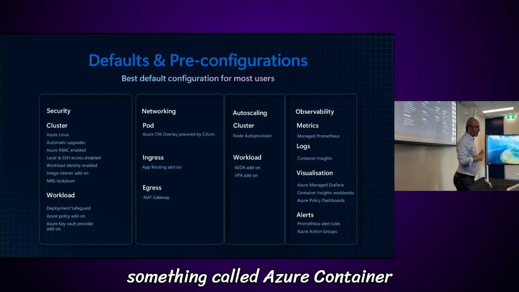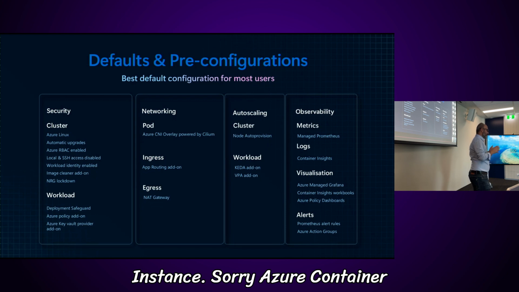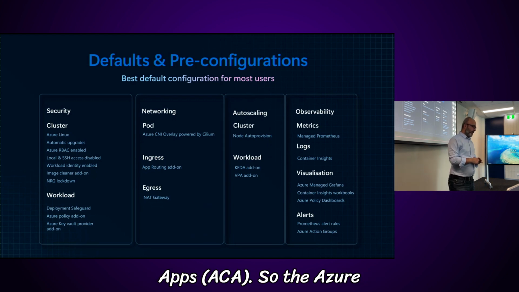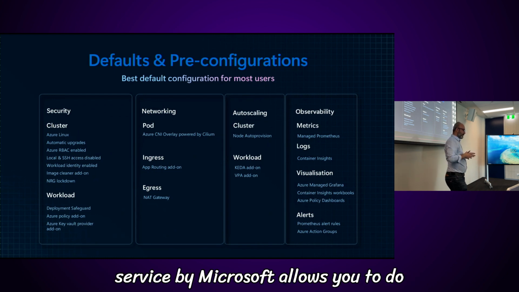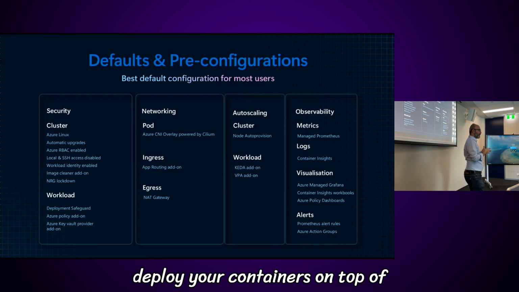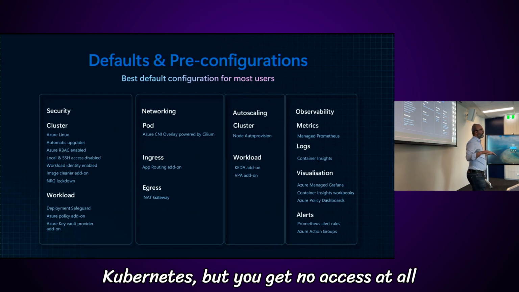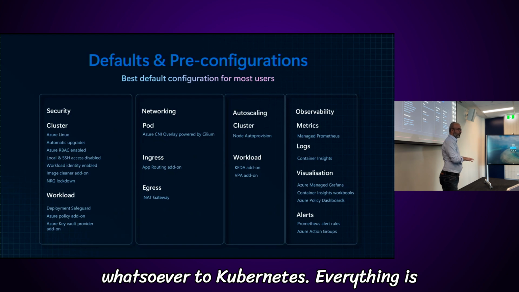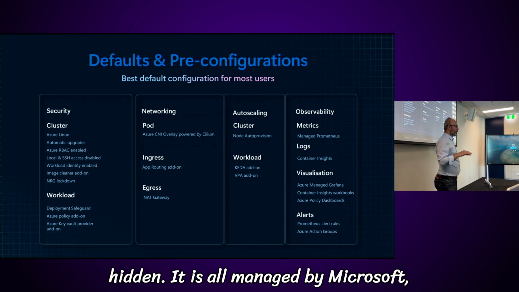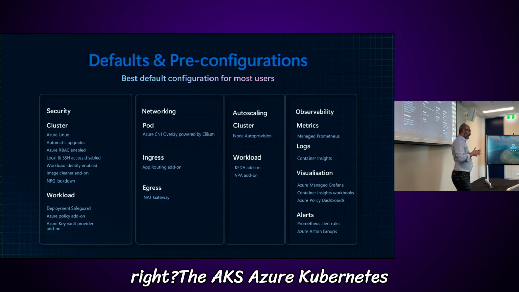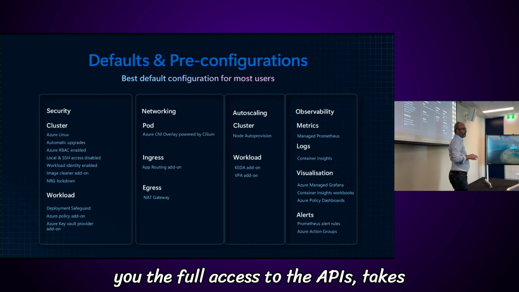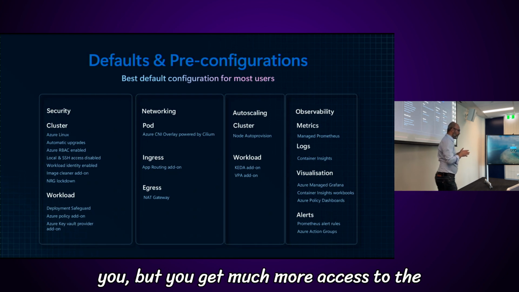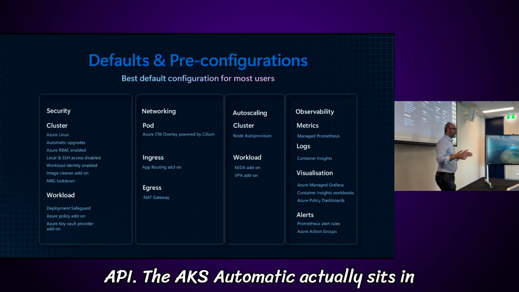And there's also something called Azure Container Instances and Azure Container Apps. Azure Container Apps is another service by Microsoft that allows you to deploy your containers on top of Kubernetes, but you get no access at all whatsoever to Kubernetes. Everything is hidden. It is all managed by Microsoft, right? The Azure Kubernetes Standard Service, on the other side, gives you full access to the APIs, takes care of some of the infrastructure for you, but you get much more access to the API. The AKS Automatic actually sits in the middle.